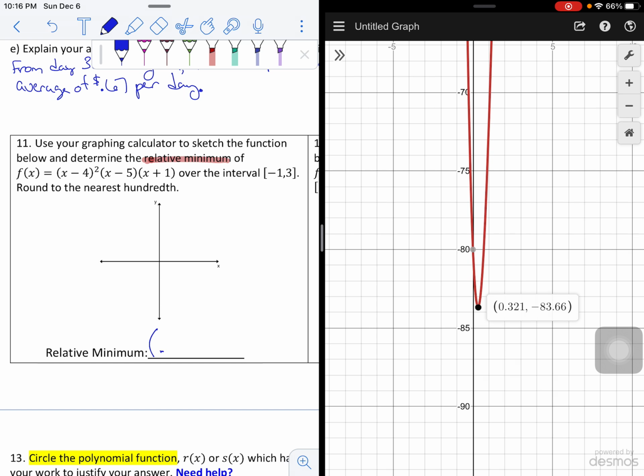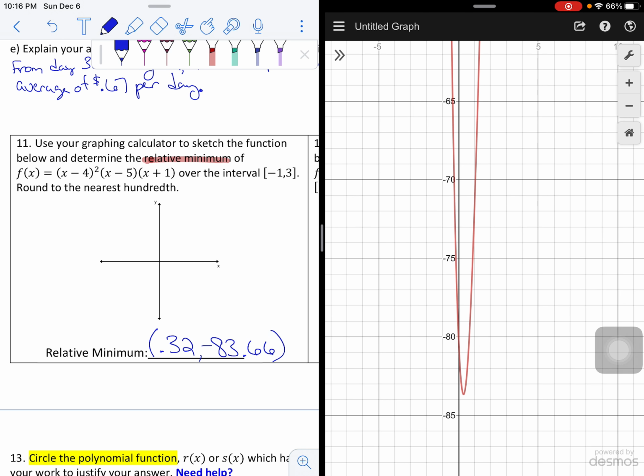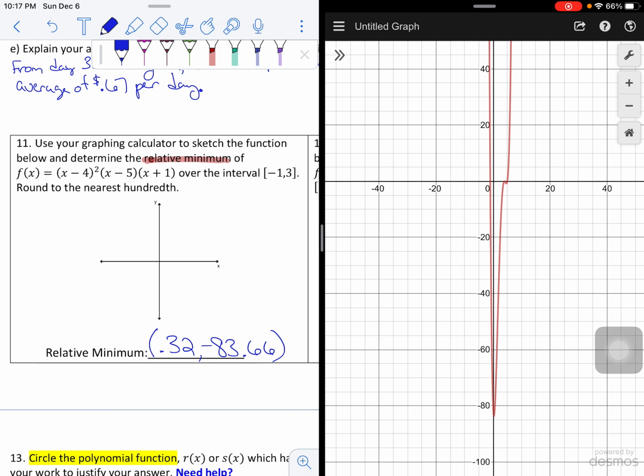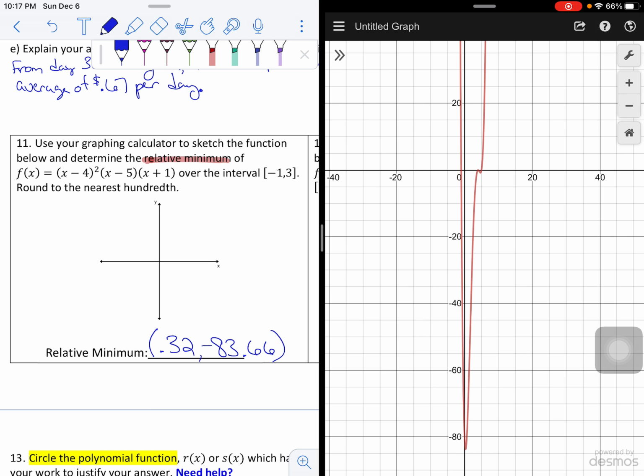So it says round to the nearest hundredth. Hundredth is 2 decimal places. Let me not write with highlighter here. So let's see, 0.32 and -83.66. That's my minimum. And it also asks me to sketch the function. So let's see if I can see this function. There we go. It's not too awful. Now, a sketch is just that. I am not looking for perfection. I am not looking for anything too exact. Please don't think you need to label out the x-axis at all.